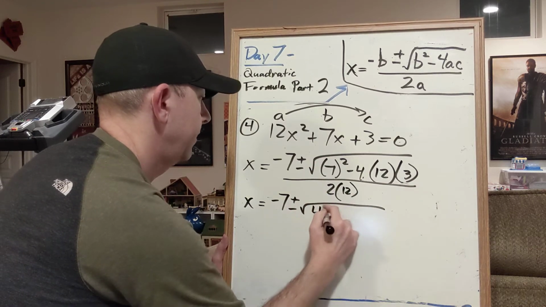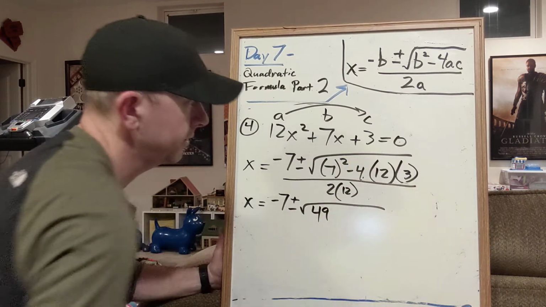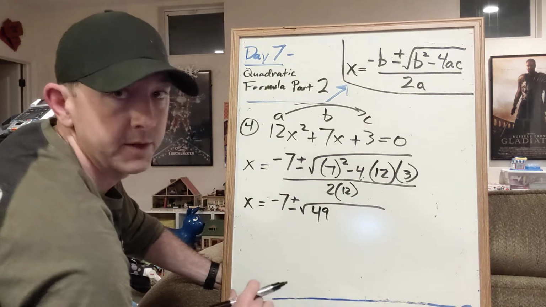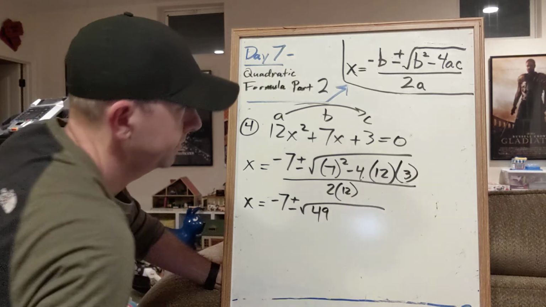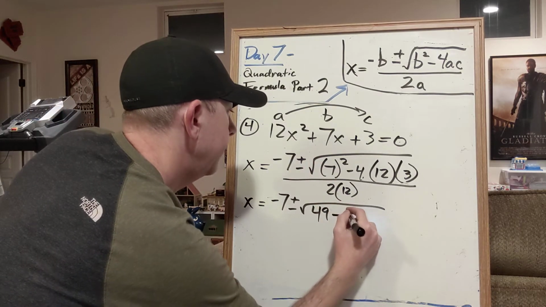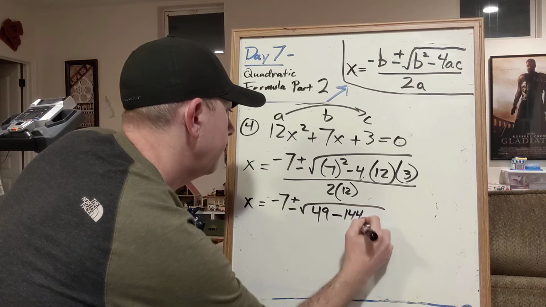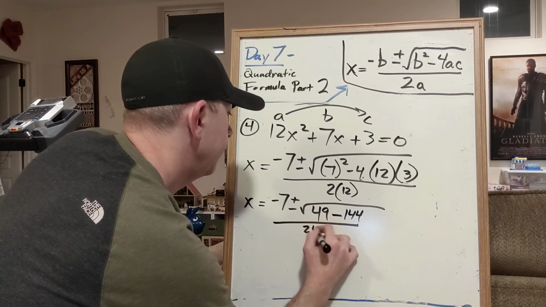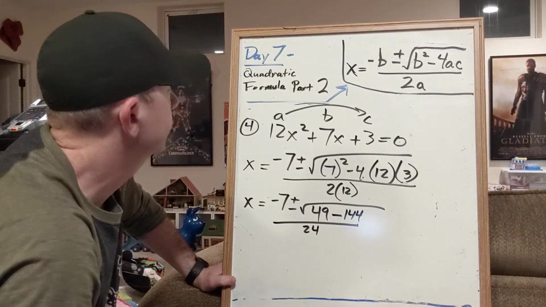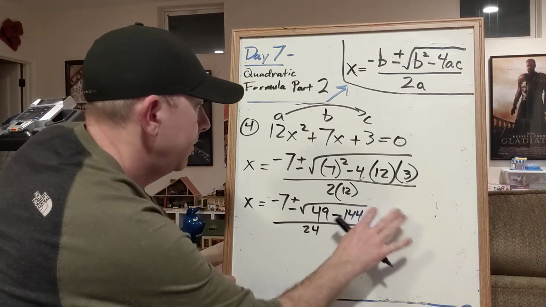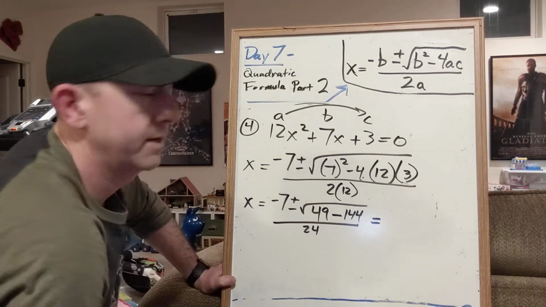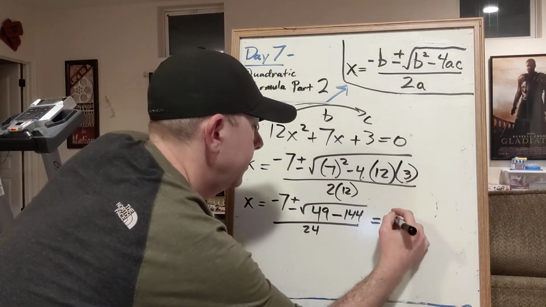7 squared is 49. So use your calculator for this. You don't have to do this in your head. We get 3 times 12 is 36. 36 times 4, we get a -144 over 24. So you might notice or recognize, hopefully from the other day's work, day 6's work, what happens when we get a square root underneath the radical? Well, what happens is we get no solution, or no real solution.